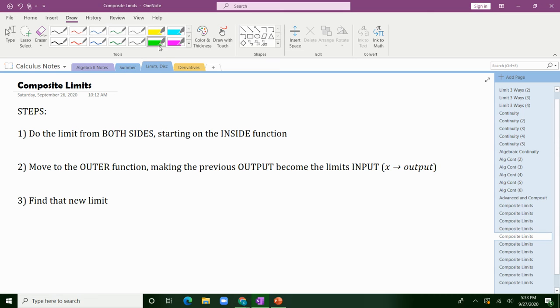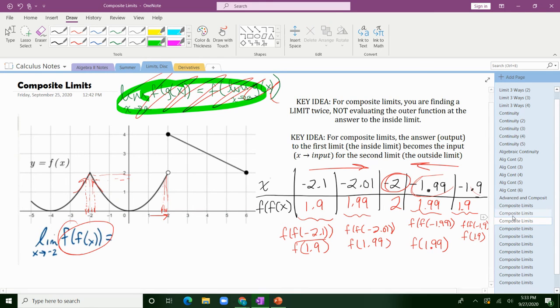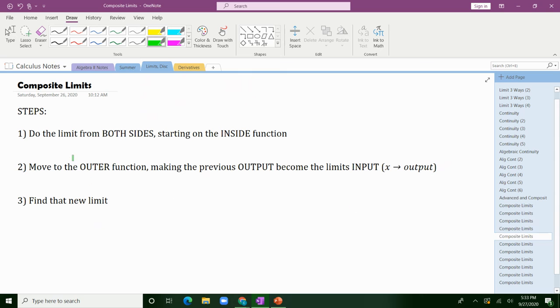If you want a little summary, some people like to write steps down just to refer to the way you do a composite limit when you can't apply this rule. So this is for when you can't apply that nice rule. You're going to do the limit from both sides. You're going to go back to basics, left-hand and right-hand limits. And you're going to still start on your inside function.